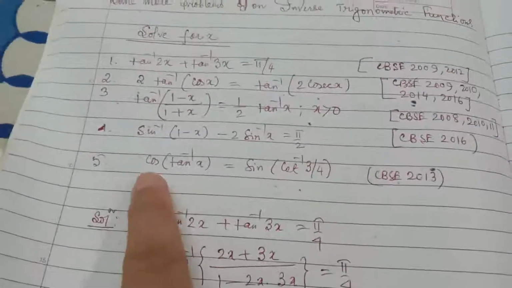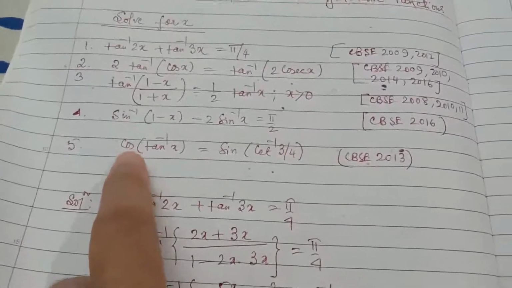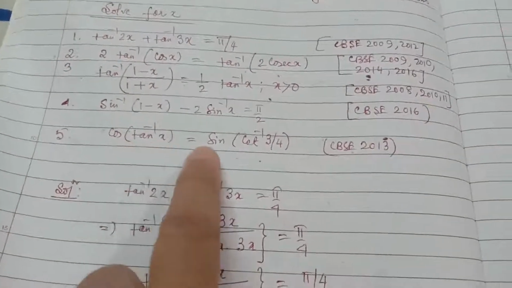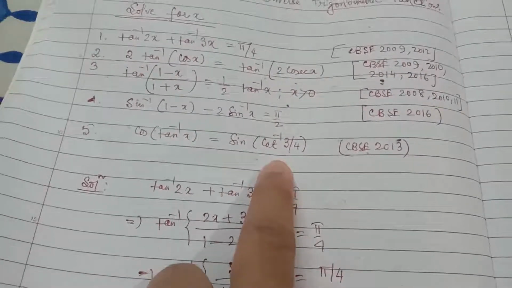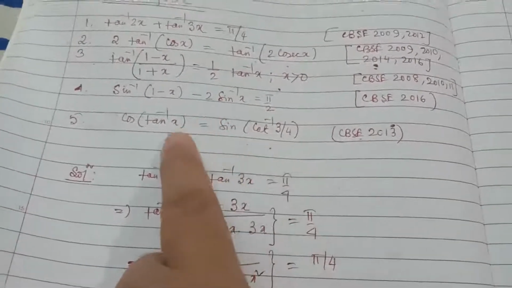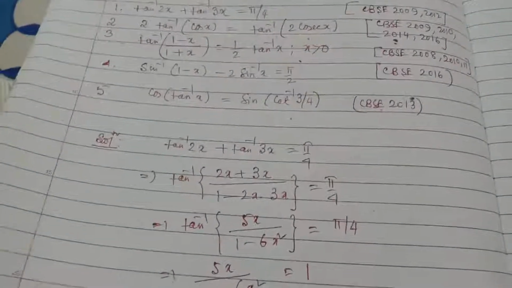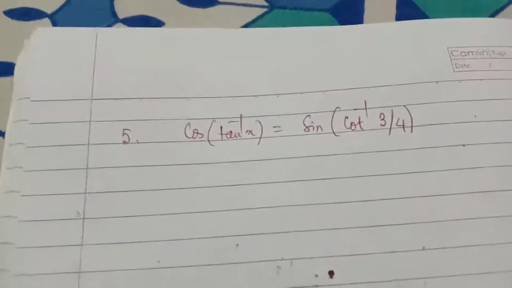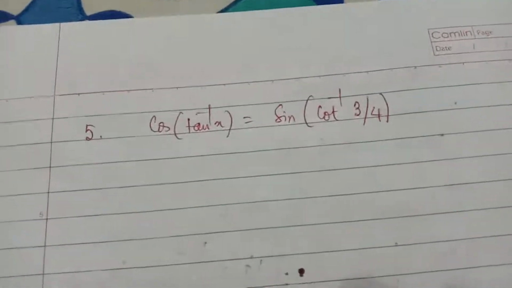Next, let us solve question number 5. Cos of tan inverse of x equal to sine of cot inverse of 3 by 4. We have to find the value of x. In this equation, we have to solve for x. Now, how to proceed?